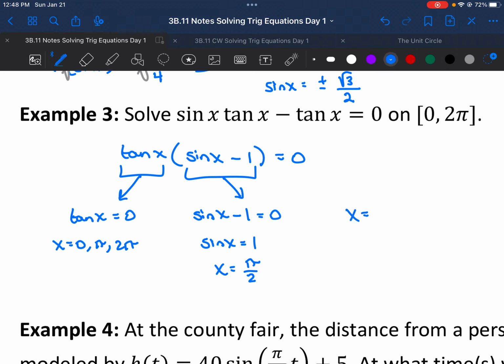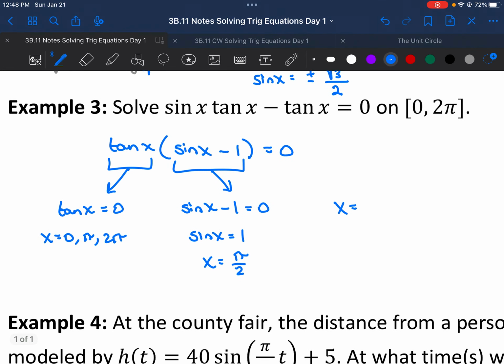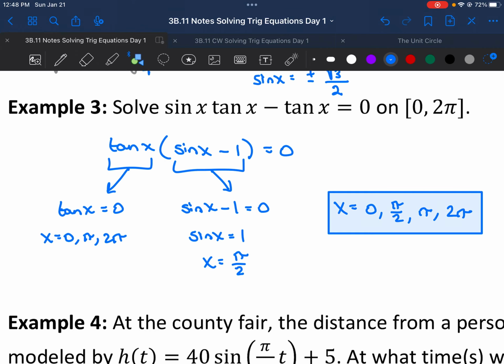X equals. Now, me personally, I always put them in order. You don't have to put them in order, but it's something that I do. 0, then pi over 2, then pi, then 2 pi. Okay.